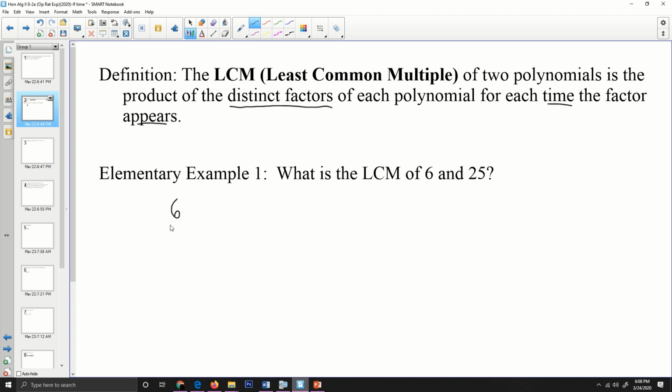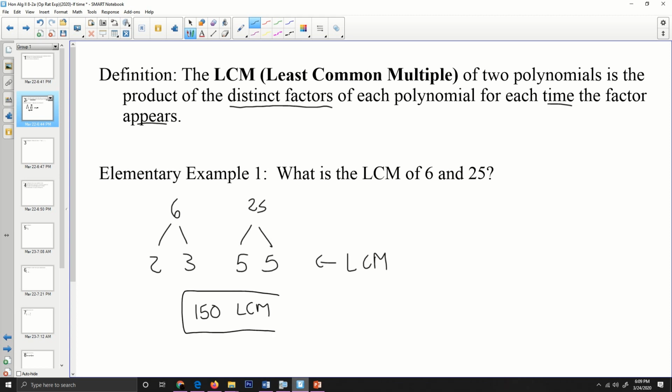All right, so the factors of 6 are 2 and 3, and the factors of 25 are 5 and 5. So the least common multiple in this particular case is going to be all of these factors multiplied together because there are no repeated factors in both of them. So 2 is a distinct factor, 3 is a distinct factor, and 5 is a distinct factor, and it's for each time that factor appears. So in this particular instance, the least common multiple is going to be 2 times 3 times 5, which ends up being 150 is the least common multiple of 25 and 6. I know that's kind of big, but that's how we find it.